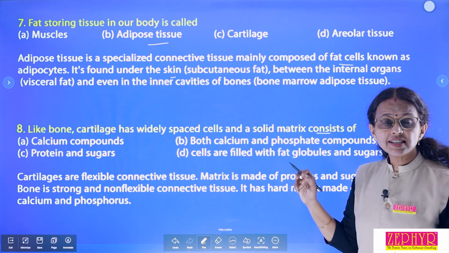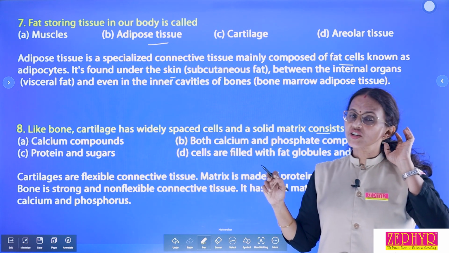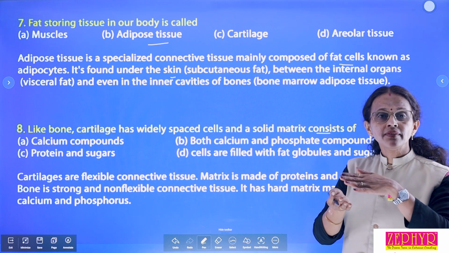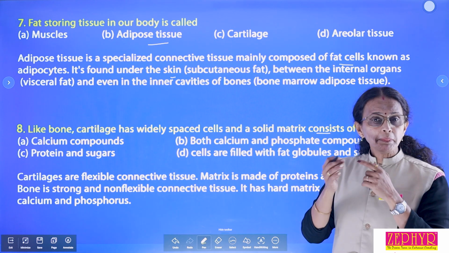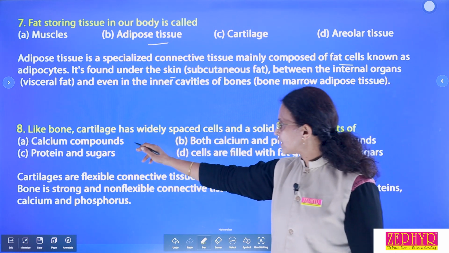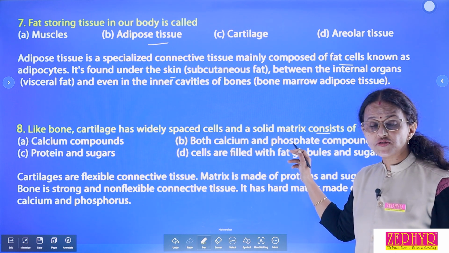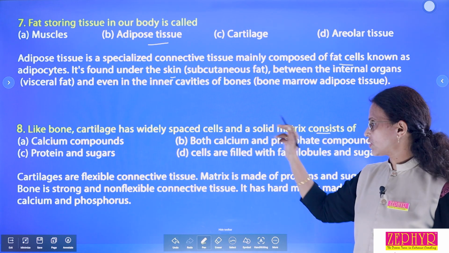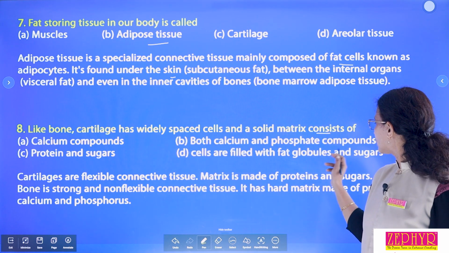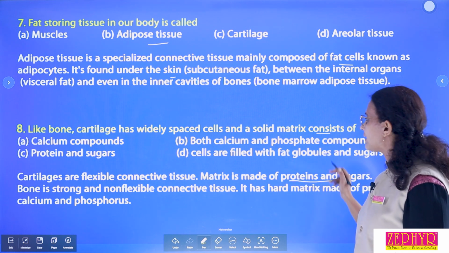Cartilage cell is known as chondrocyte, which is usually found in our external ear pinna, the external nose, in between the vertebral column, or in between the joints. What are the options? Calcium compound; both calcium and phosphate, which is present in bones; protein and sugar; cells filled with fat globules and sugars. Which is the correct option? Made up of protein and sugar.